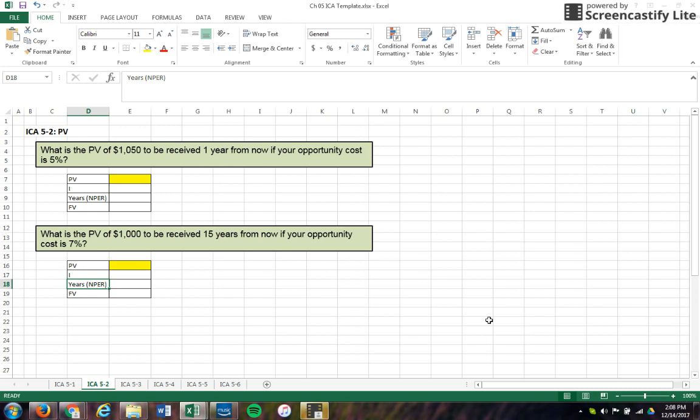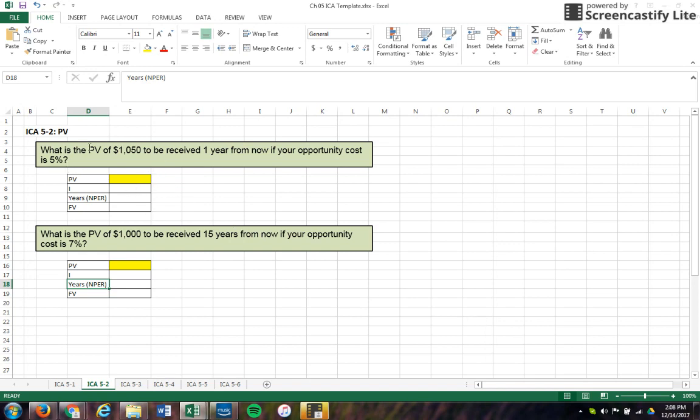Hey everybody, we are on 5.2 practice problem. We started out looking at future value calculations. Now we are looking at present value, calculating present values of time value of money cash flows. So we're going to look at the first problem here on ICA 5-2.